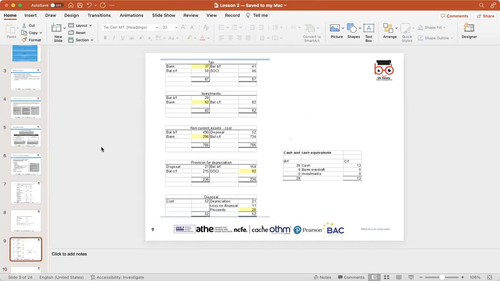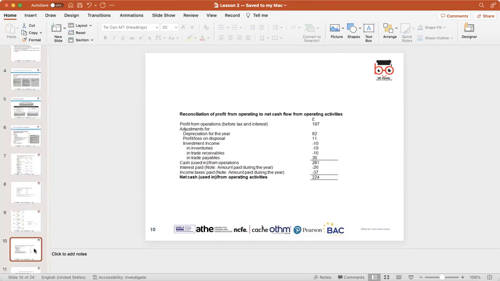Here are our ledgers as well: tax, investments, non-current assets, provision for depreciation, disposal, cash and cash equivalents. Then the reconciliation of profit from operations before tax to net cash flow from operating activities: adjustments for depreciation for the year, investment income, changes in inventories, trade receivables, trade payables, cash used in operations, interest paid, amount paid during the year, income taxes paid, amount paid during the year, and net cash used in operating activities.